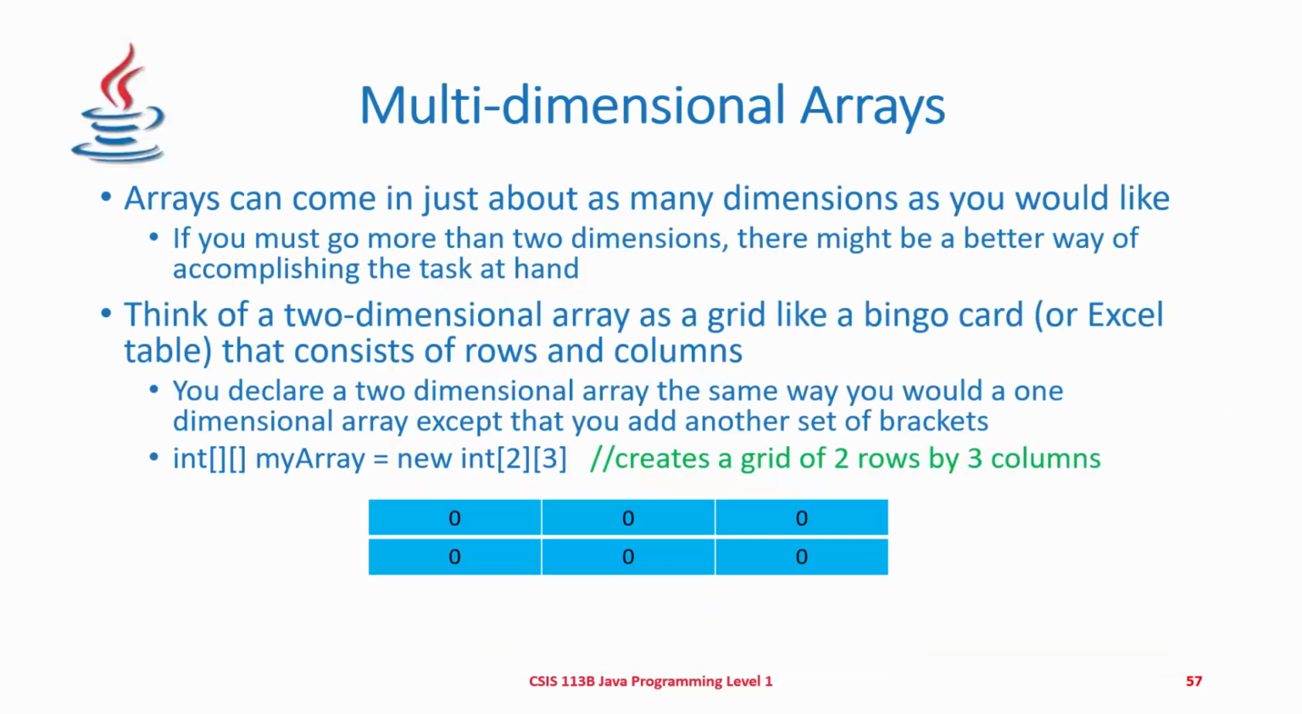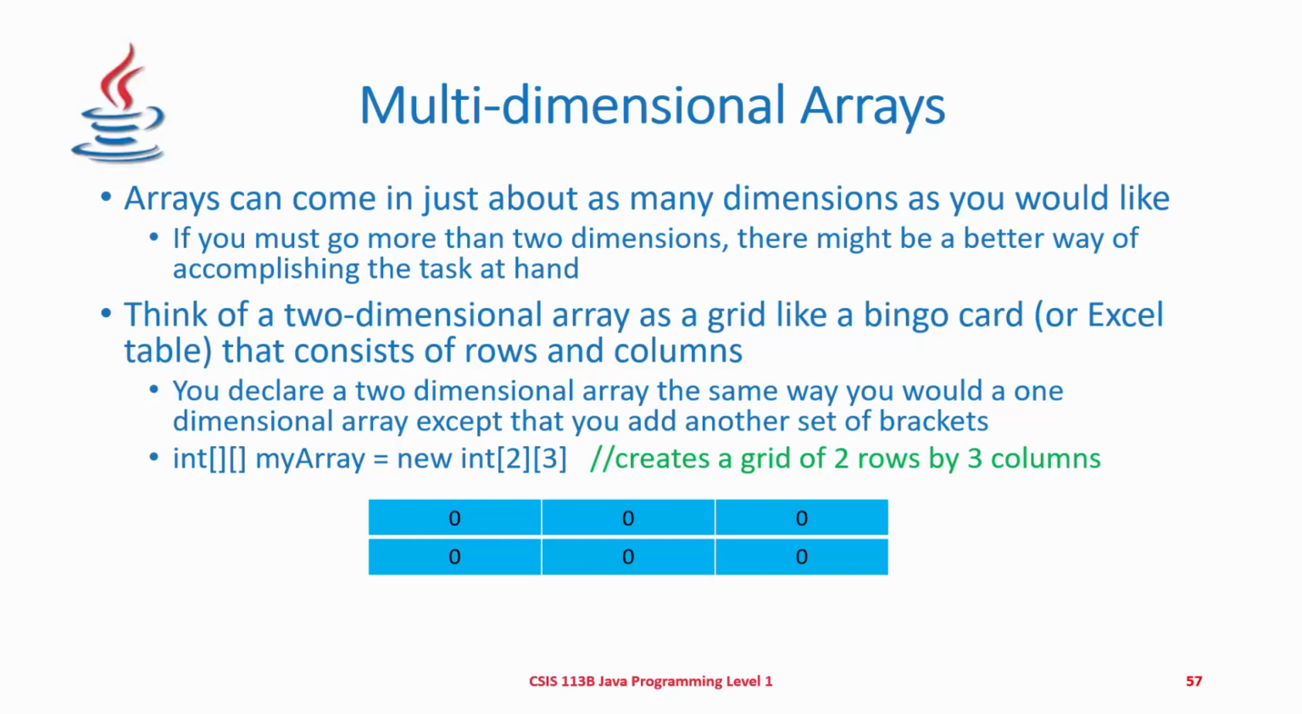Now we look at multi-dimensional arrays. So arrays can come in just about as many dimensions as you would like. However, going beyond 2 dimensions is not really recommended. So the common multi-dimensional array type is going to be 2-dimensional. And just think of it like a grid, like a bingo card, or if you've ever seen an Excel spreadsheet, you've got a table in there. So it consists of rows and columns.